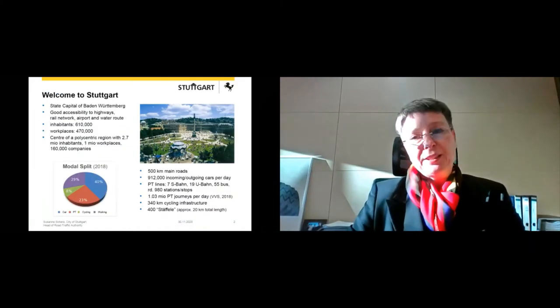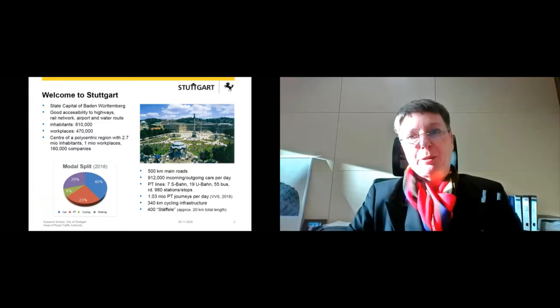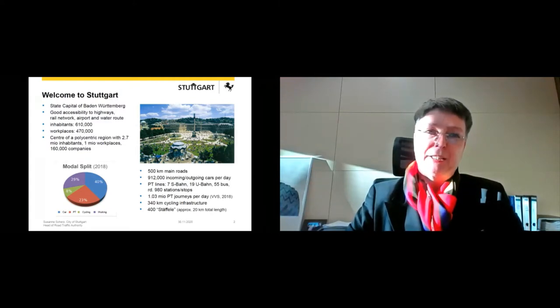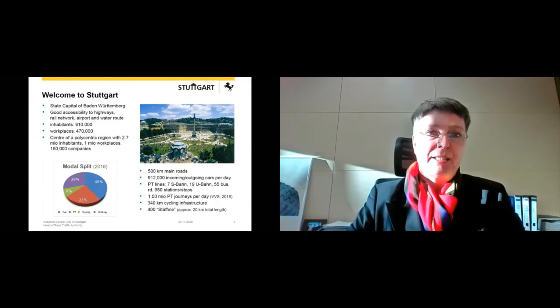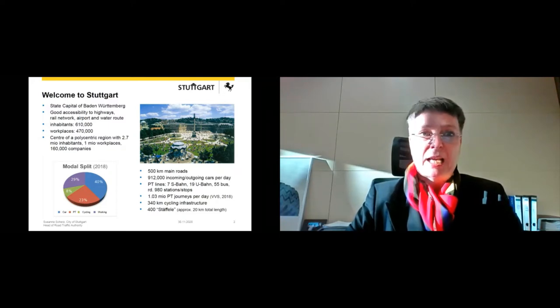Stuttgart is the state capital of Baden-Württemberg, located in the southern part of Germany, and it is a city with about 610,000 inhabitants. What you have to consider is that Stuttgart is the center of a polycentric region with 2.7 million inhabitants, 1 million workplaces, and a lot of companies. So there's a lot of transport going on.